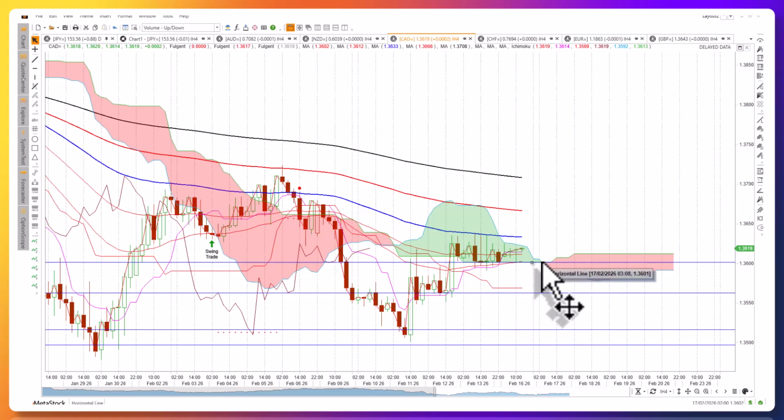As long as we stay above this 1.360, the CAD USD pair is in a new up rally, bull market rally on this 4-hour time frame.